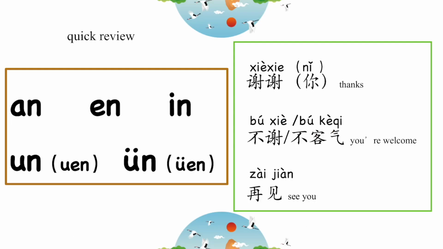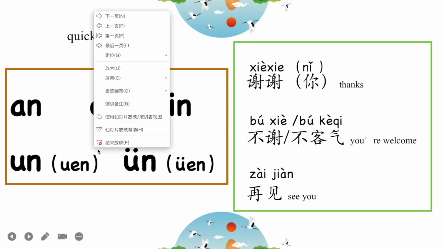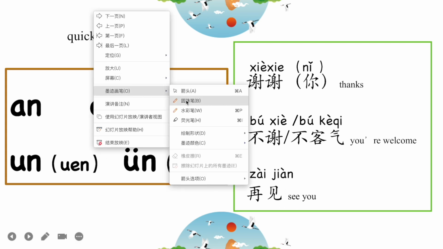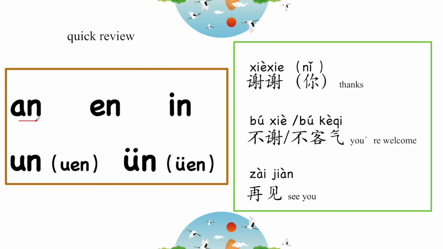Look at the left part of the screen, everyone. Do you remember the sounds? First one. Yes. An. Next. An. Yes. Third one. Yin. Yes. And. Wen. Last one. Yun. Yes.